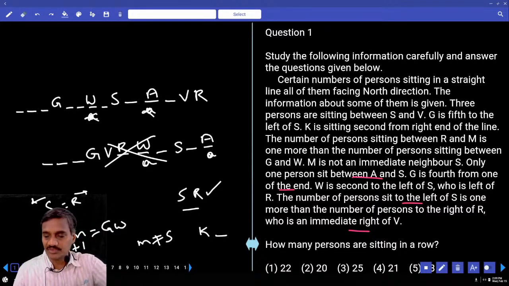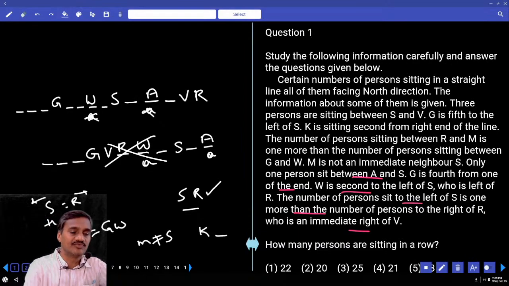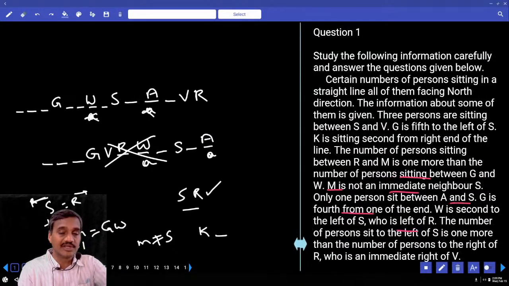And any other information we have? W is second to the left of S. The number of persons to the left hand side of S is 1 more than the number of persons to the right of R. Count the left of S: 4, 5, 6, 7, 8. So the number on the left hand side of S is 1 more than the right of R. And to the right hand side of R, how many persons we need to have? Only 7. 5, 6, 7. Is that fine? And out of which K is seated second from the right.